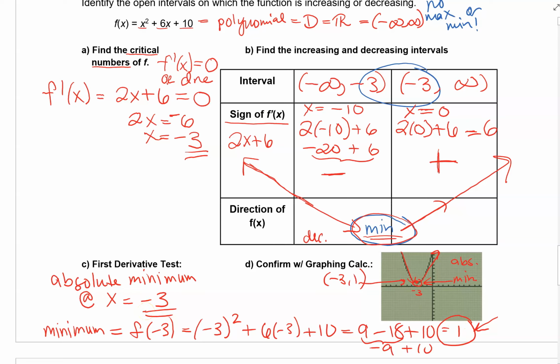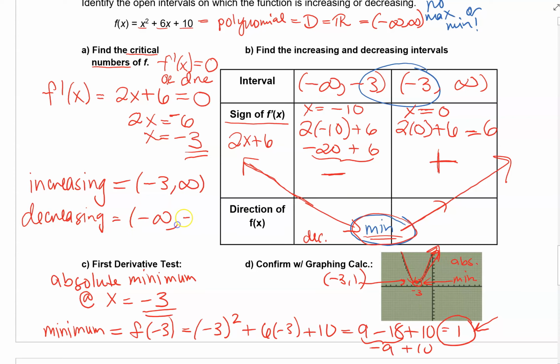Now for the interval part of the question, we can say that the function is increasing from negative 3 to infinity. You can see on the graph, that's where it goes up. And then it's decreasing from negative infinity to negative 3 for this interval here.